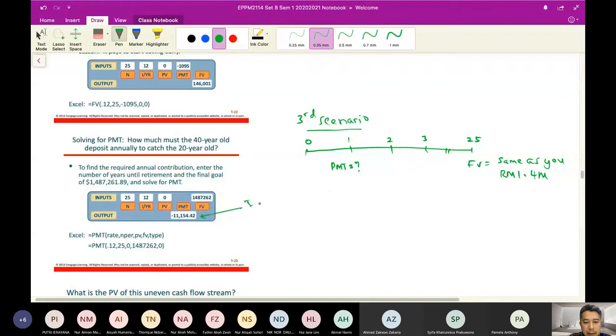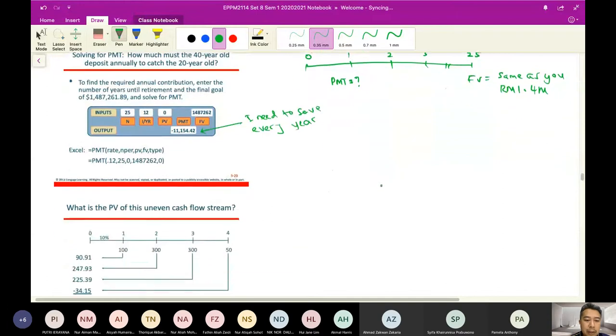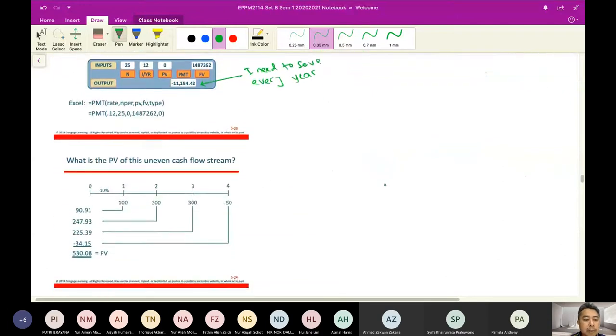I need to save every year. I need to save 11,500 plus per year for 25 years in order to achieve the same amount as you, which is 1.5 million. So the difference shows you the power of compounding, the power of interest on interest. The longer the interest on your investment, the higher the interest on interest. Therefore, you need to save at an earlier time, maybe you need to start saving now.